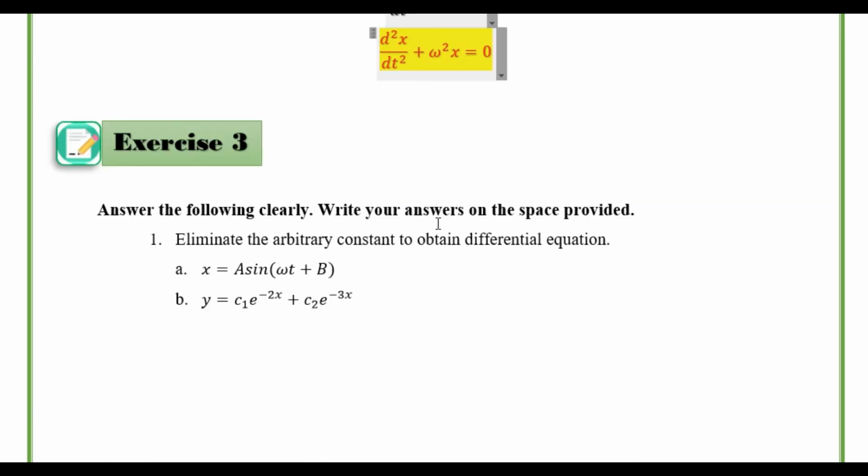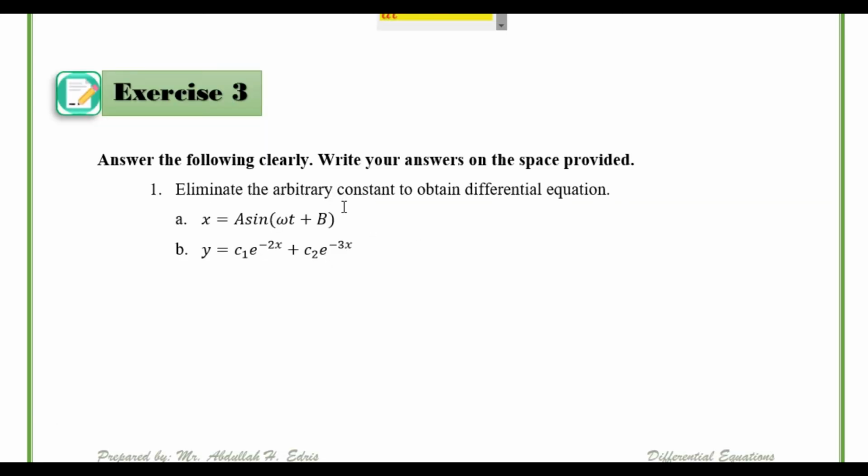Okay? So, I have here an exercise, no? So, dalawang problem that you may try, no? So, eliminate natin yung arbitrary constant. So, in letter A, the arbitrary constant is itong A at saka B. Okay? Yun yung kailangan natin eliminate. Wait lang. Di ba? Tama. Then, yung sa letter B, C1 and C2.